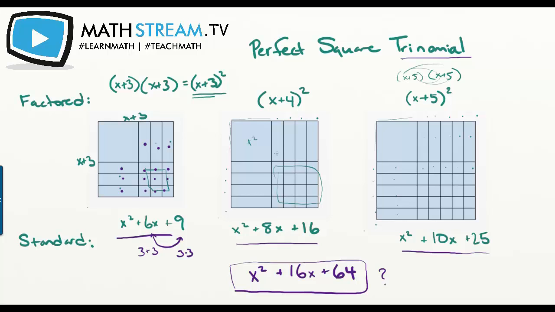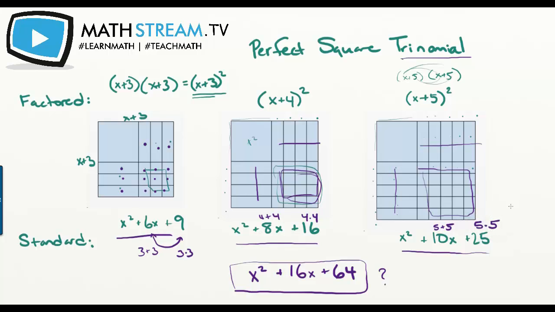We see that same pattern happening here. We have 4 and 4, so this is 4 plus 4 x's, and then we have 4 by 4 ones. So 4 plus 4 gives us the number of x's, and 4 times 4 gives us the number of ones. And here as well, 5 plus 5 is the number of x's, and 5 times 5 gives us the number of ones.